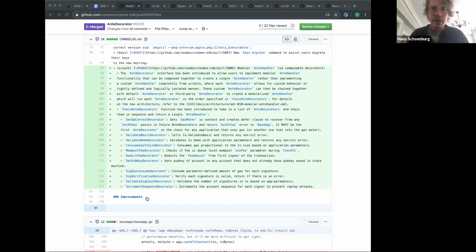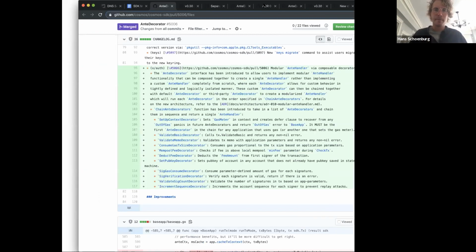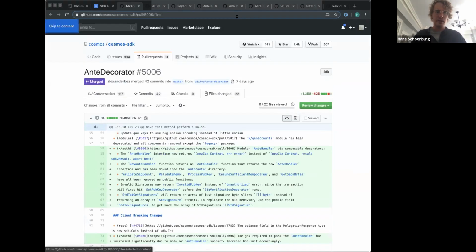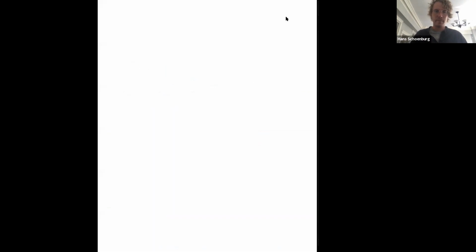Oh, screen sharing is paused. No share. If I switch. Oh, weird. Okay, new share, iTerm share. There we go.